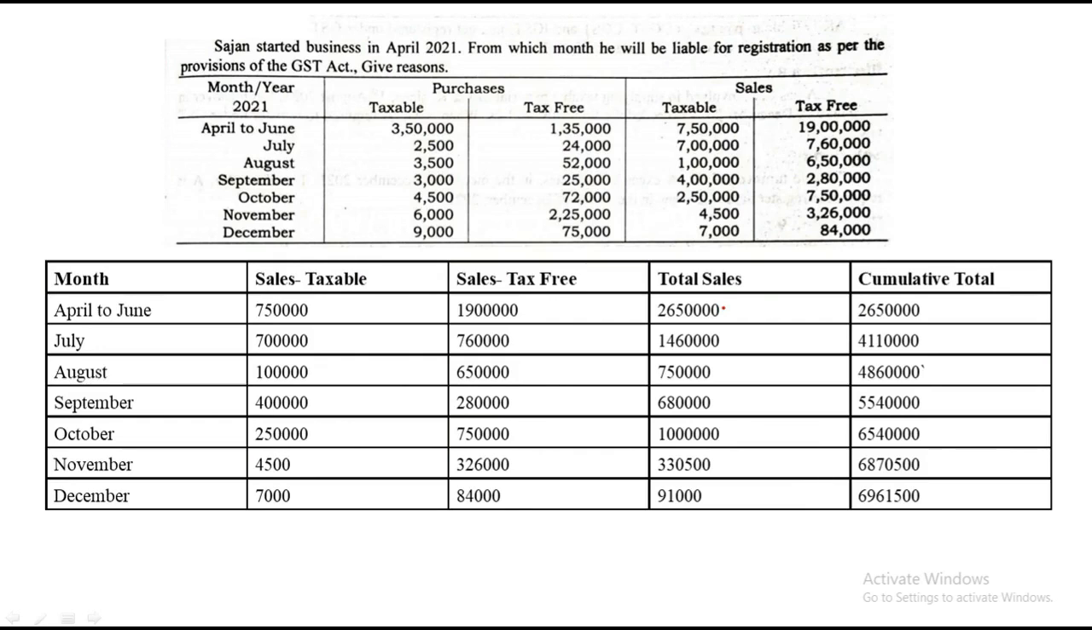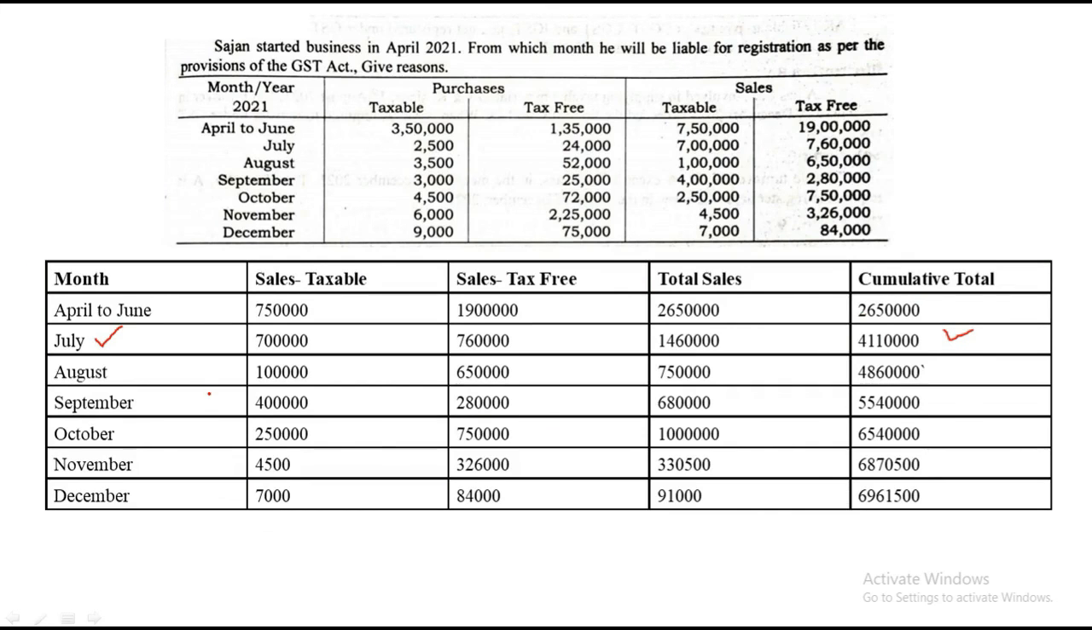Now the aggregate or the cumulative turnover has been noted down. Now our rule: other state, only goods, threshold limit is 40 lakhs. So we have to see where the turnover exceeds 40 lakhs. If you look carefully, in the very second cell, it has already exceeded 40 lakhs, and the month where it has exceeded is July. So that's the final answer.